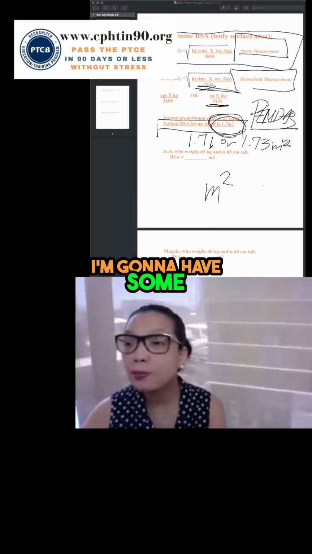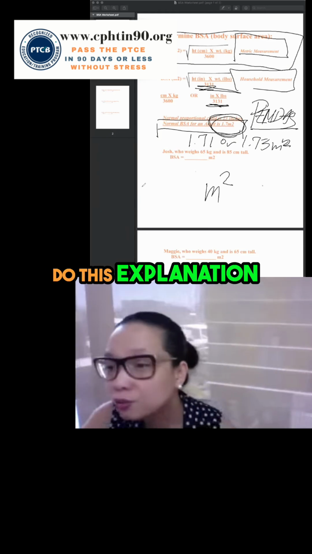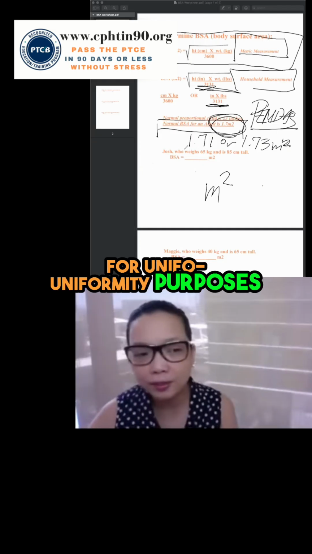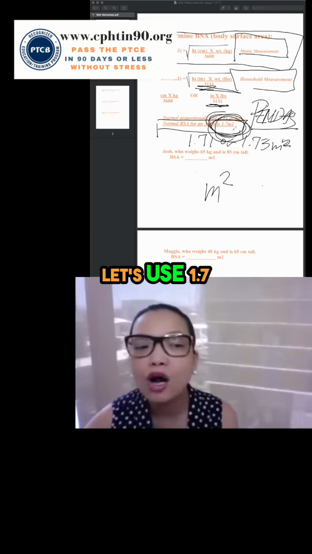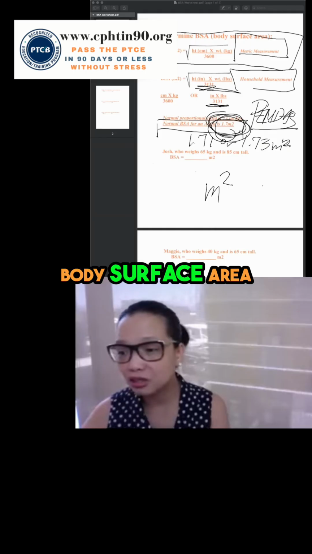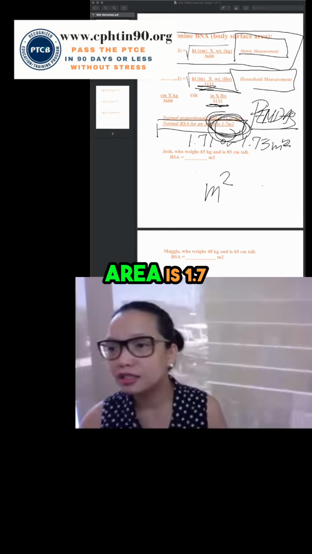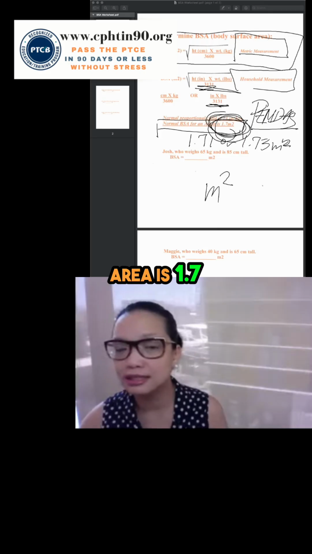I'm gonna have some practice problems after I do this explanation. For uniformity purposes, let's use 1.7 as the normal adult body surface area. Is that clear? Thumbs up. Normal adult body surface area is 1.7.